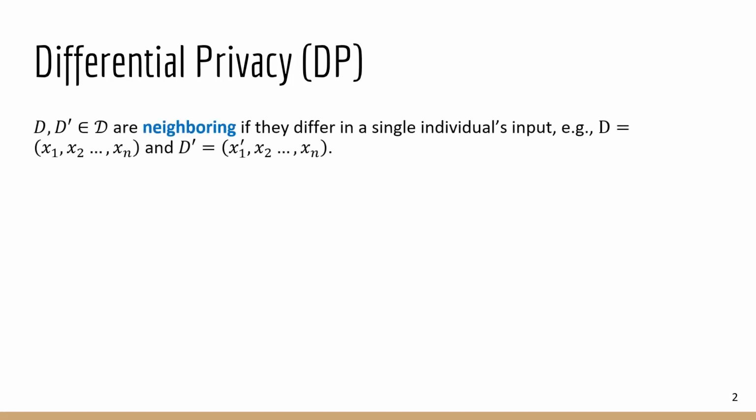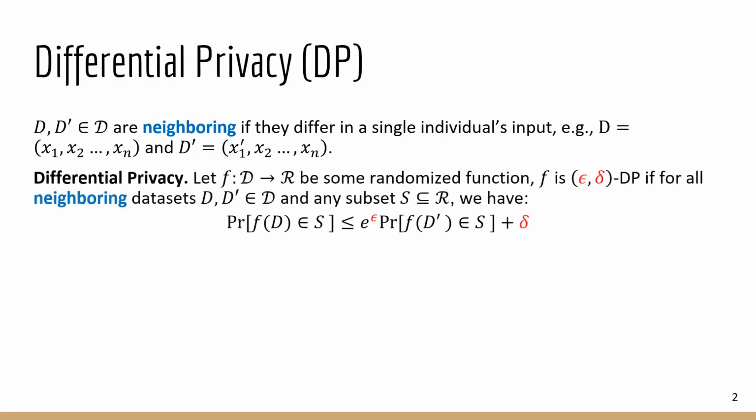So first, let's quickly recap the definition of differential privacy again. We say that two datasets D and D prime are neighboring if they differ in a single individual's record. And a function f is differentially private if for any neighboring databases D and D prime, the output distributions of f(D) and f(D prime) are close.